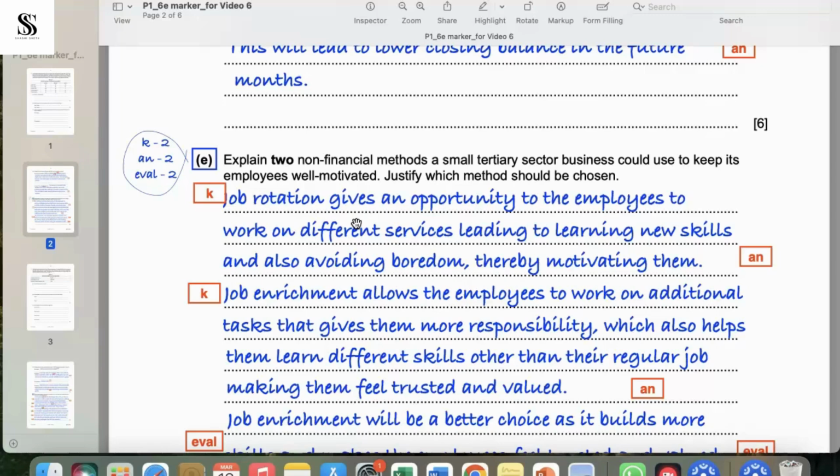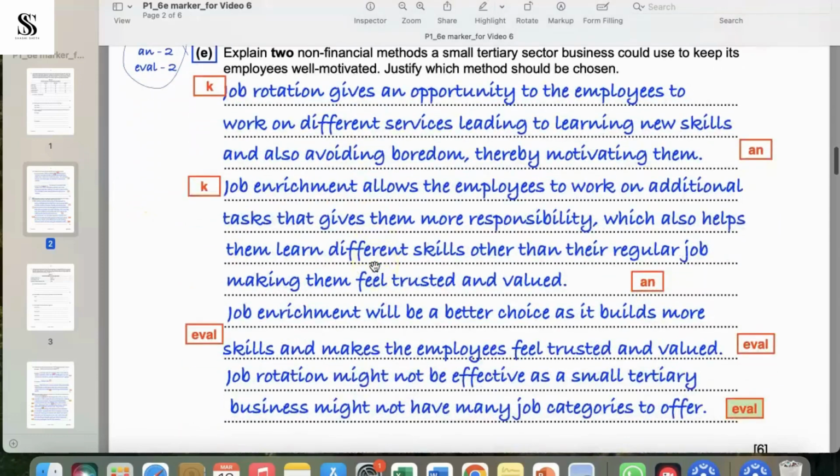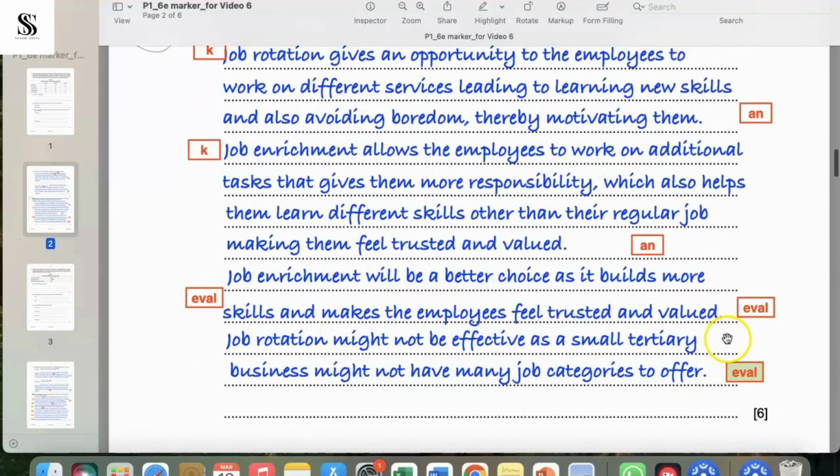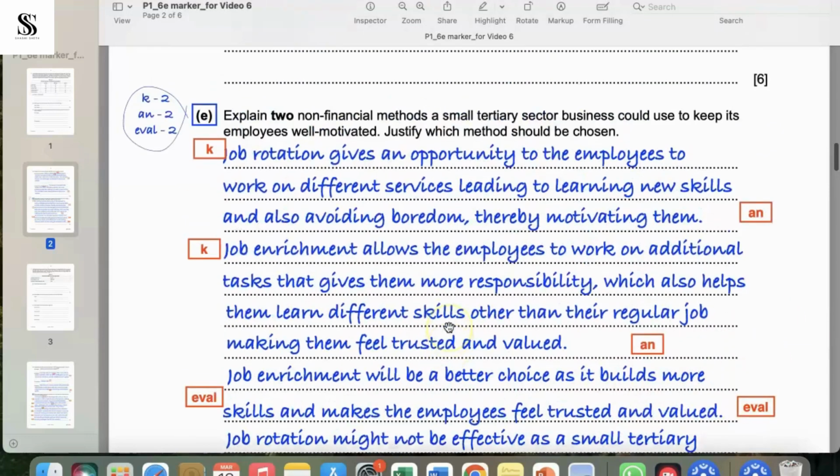I'm always going to stress on that. Analysis needs to have a consequence of that particular action. And evaluation in this case would be the justification you give for your choices.